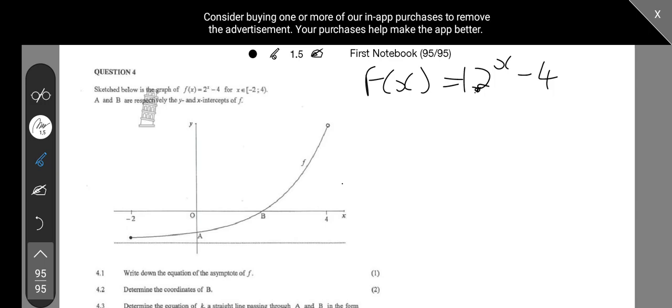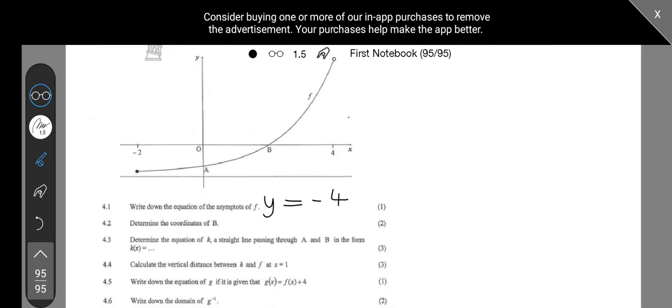Question 4.1, for 1 mark, says write down the equation of the asymptote of f. Remember what we said, that we read the asymptote here. So what is our asymptote? For 4.1, our asymptote is given as y equals negative 4. And that is 1 mark. Fair enough, right? So we are moving to the next question.